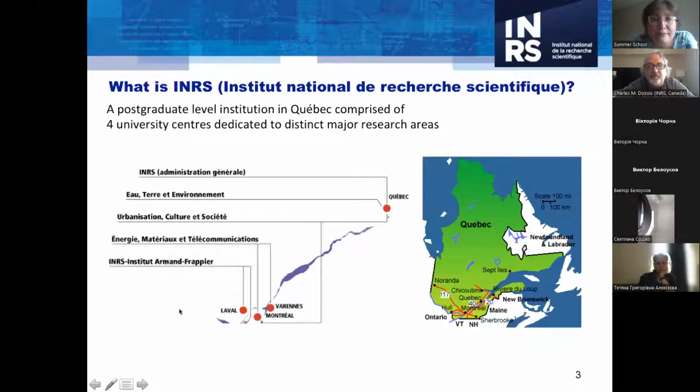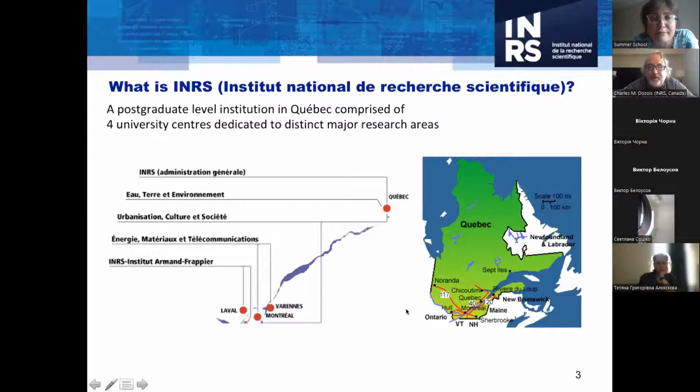And there are 4 centers that are divided into major themes. And you can see here that this is not English. The main language of study is French in our province. And so obviously there are international students, and it's important to have both English and French occurring at our institute.